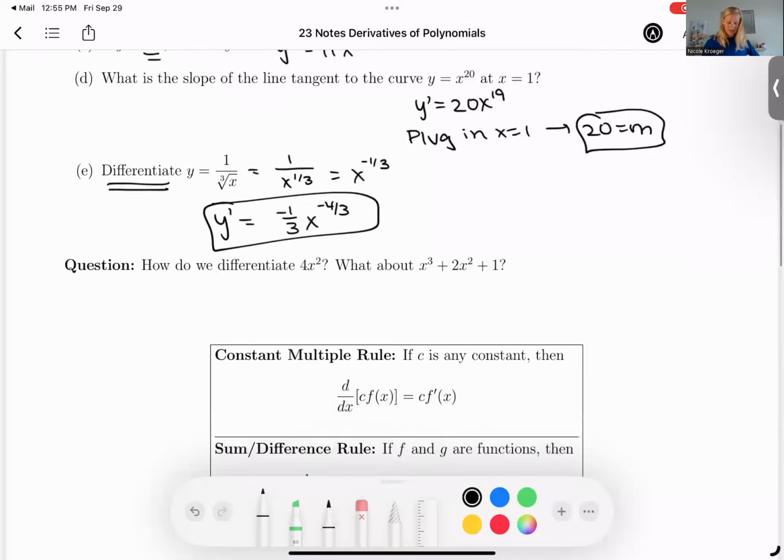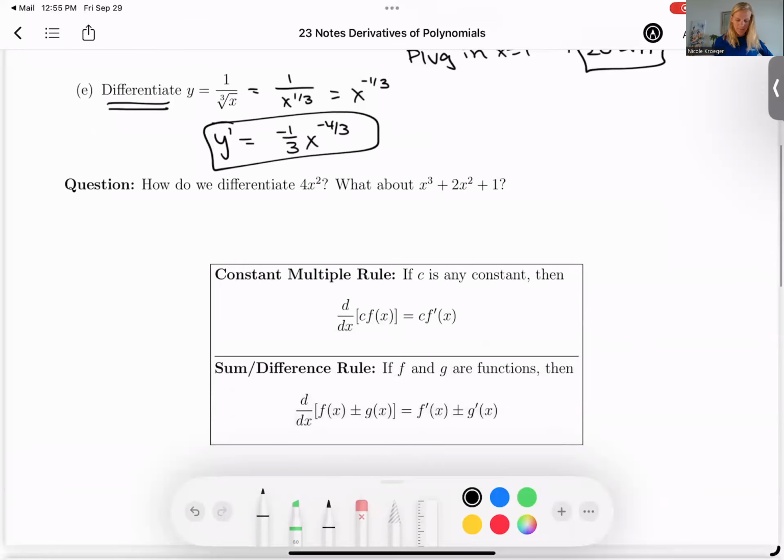Okay. So now what happens if we stick a number in front of the x squared? We know how to deal with 4 by itself, and we know how to deal with x squared by itself. Or what happens if we add pieces together? We know how to deal with an x cubed or an x squared by itself, but what happens when we add these together? It's going to turn out things behave very nicely.